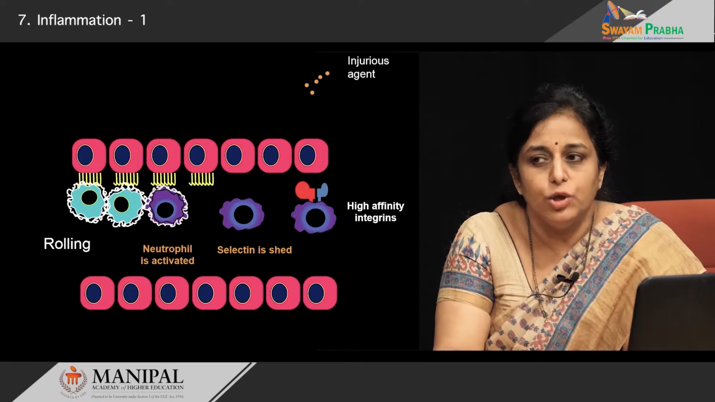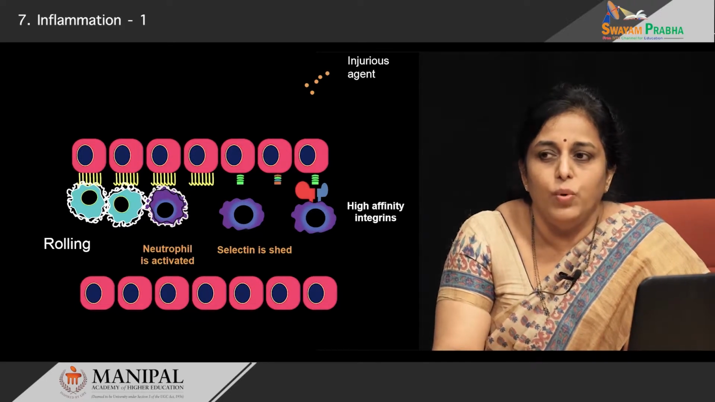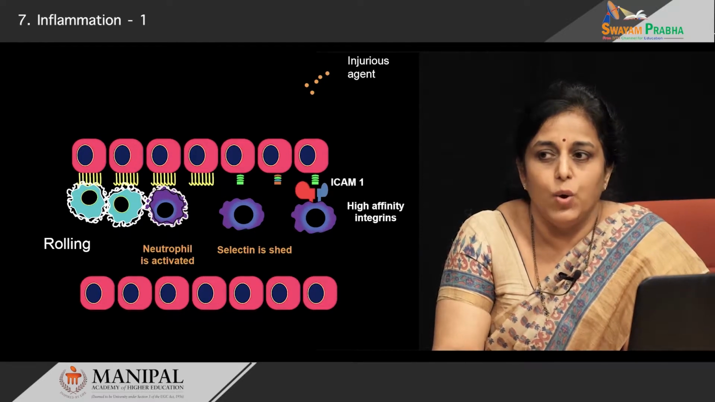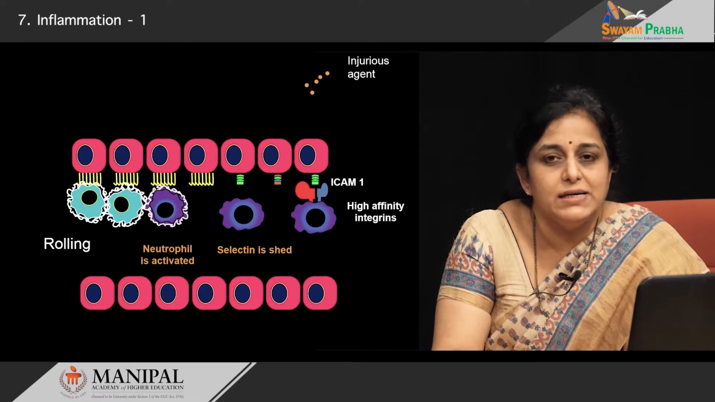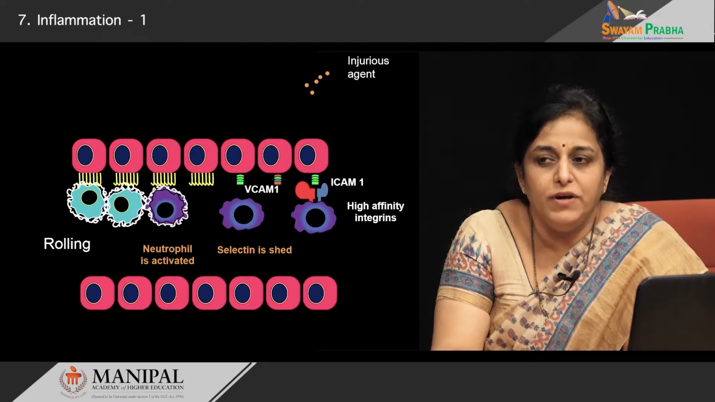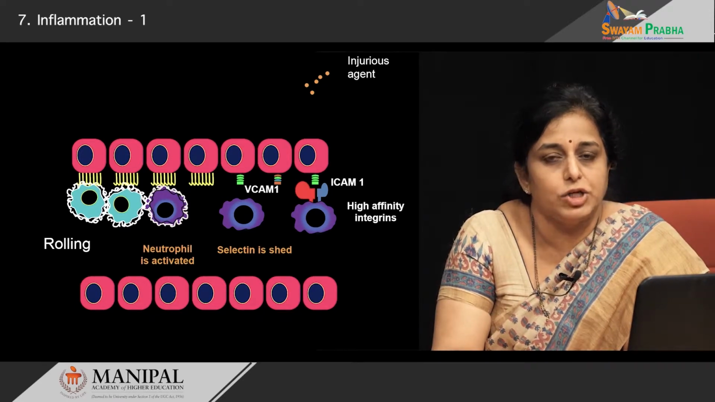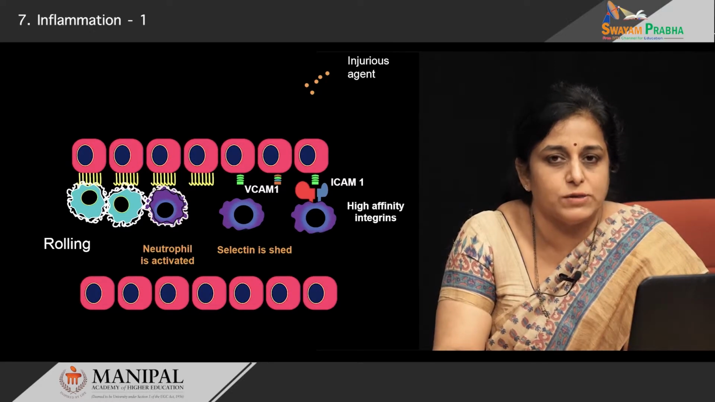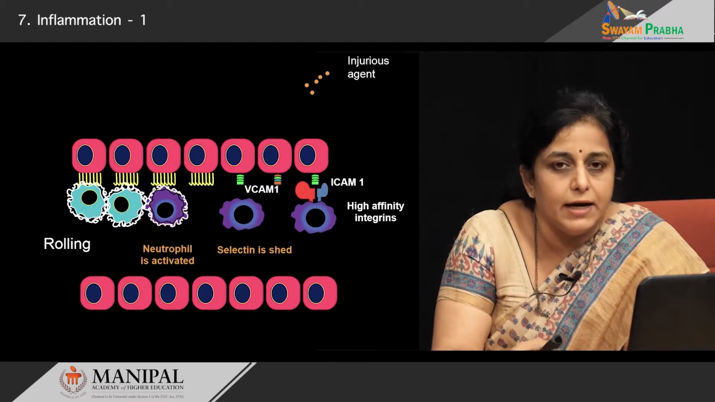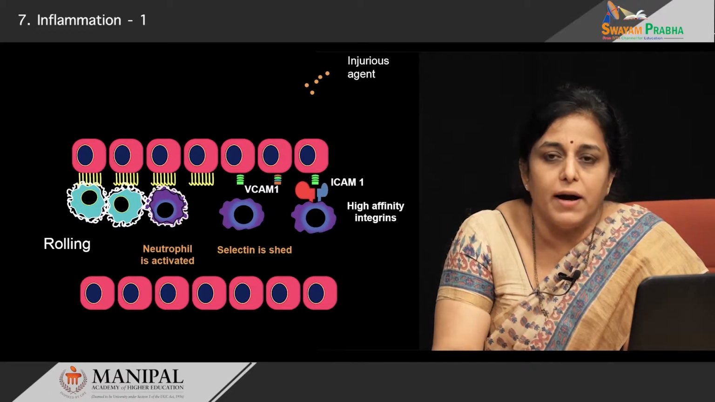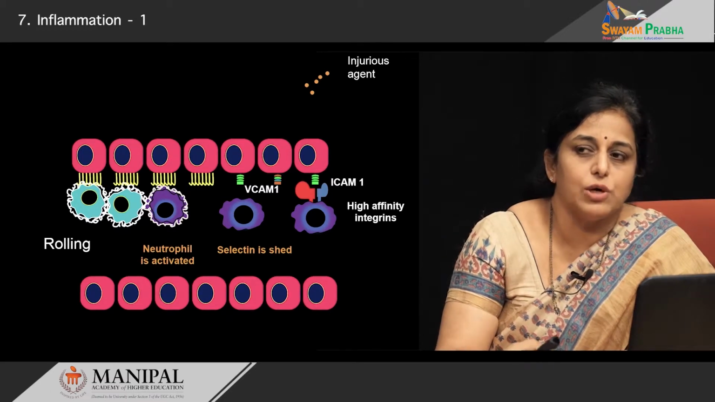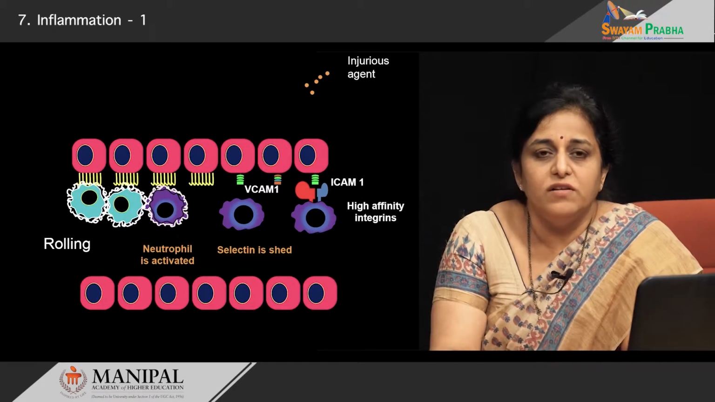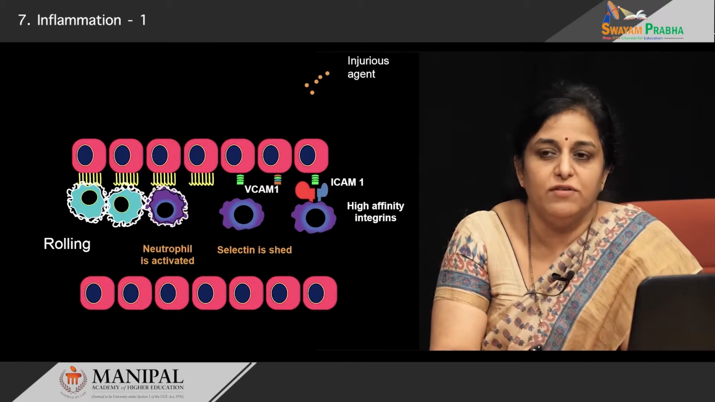So, you can see that the leukocytes have integrins now, which have complementary adhesion molecules on the endothelial cells, which are ICAM, the intercellular adhesion molecule, and VCAM, the vascular adhesion molecule. So, we see here that the integrins, which are now expressed on the leukocytes as they are getting more and more activated, bind to the complementary adhesion molecules on the endothelial cells, ICAM and VCAM. So, this brings about a firm adhesion between these two cells.